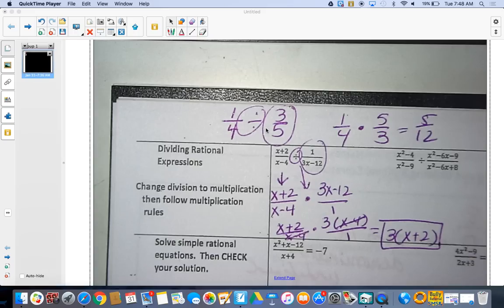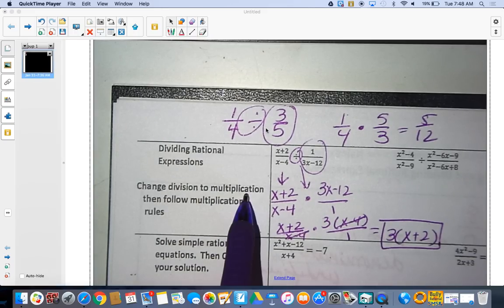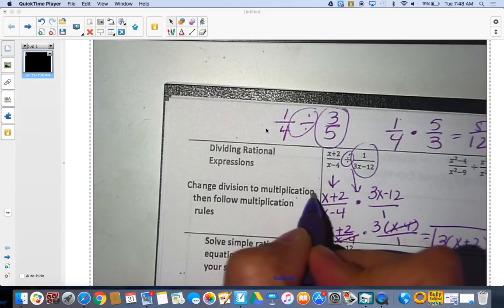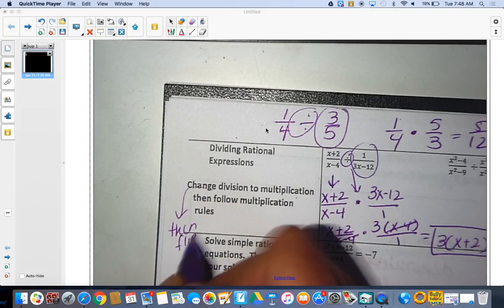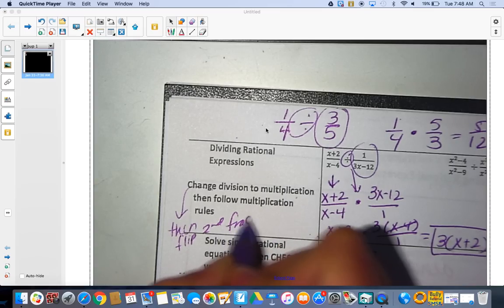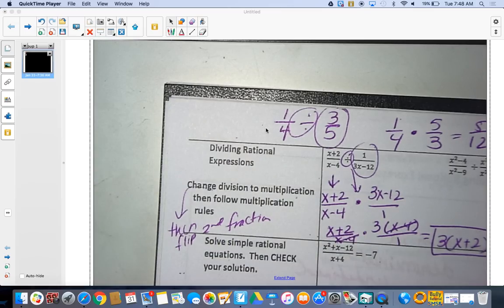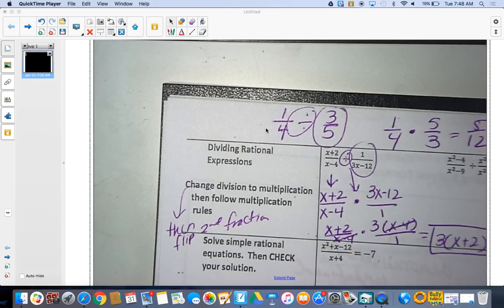So in this rule here, it says change division to multiplication. You may want to add here after that, then flip the second fraction, and then follow multiplication rules. Somehow that got left off.